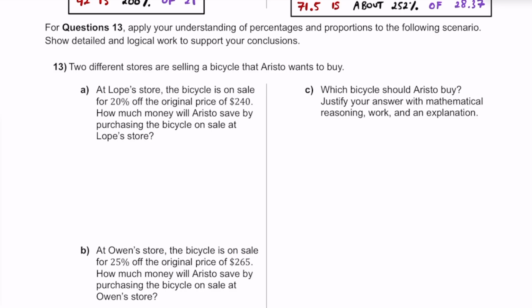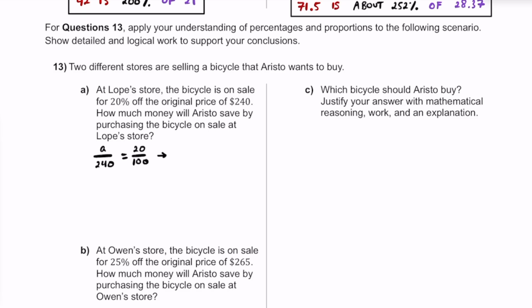I think we're going to say here that we don't know the discount. Let's go ahead and say that's going to be A. Our unknown is going to be part of what the whole price is. The whole price of this bike is $240, so that's going to be the base here. And 20% off means it's 20 out of 100.